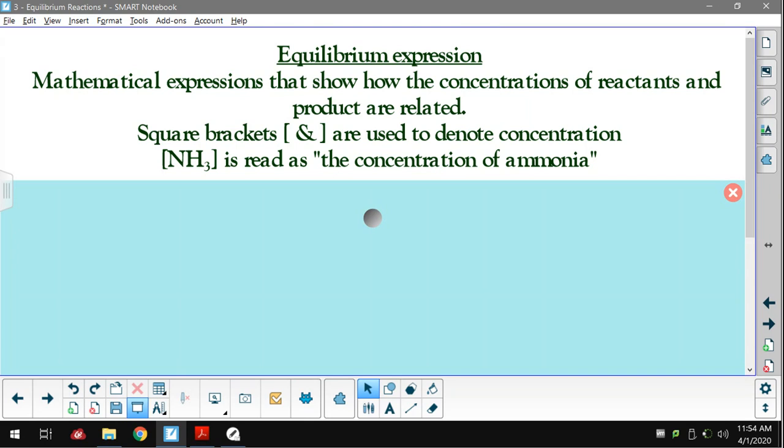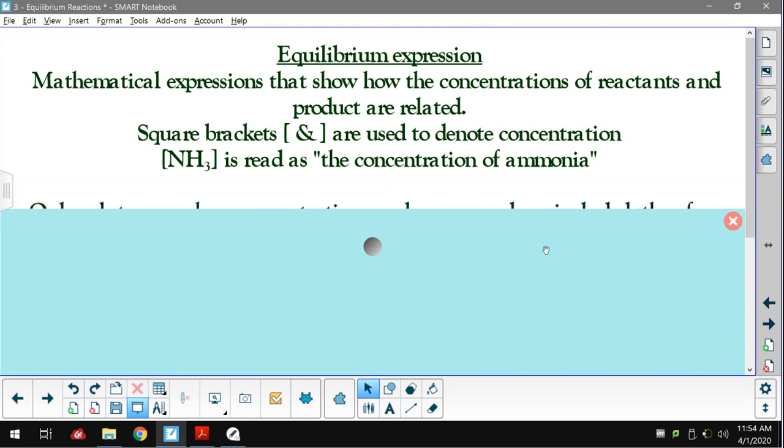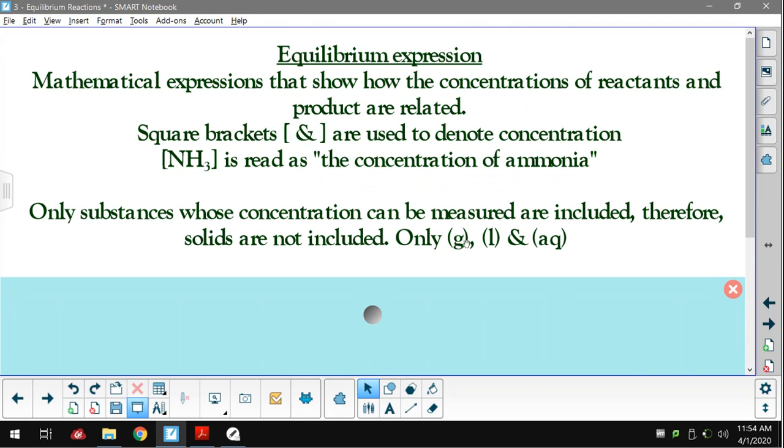Chemistry uses the square brackets, these things right here, square brackets. They are used to denote concentration. So when a chemist sees square bracket NH3 square bracket, they read that as the concentration of ammonia. And as you learned, concentration is the amount of moles per volume per liter. Concentration is moles per volume. We can do that for gases, we can do that for liquids, and we can do that for aqueous substances.